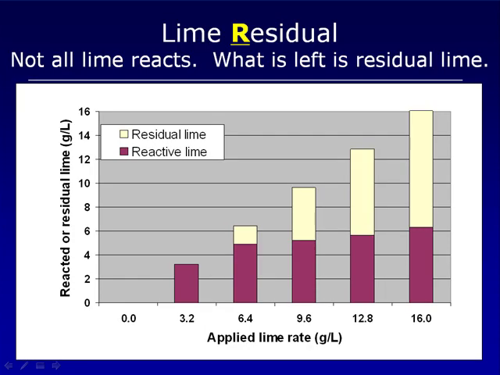What's actually happening is that as pH increases, the reaction rate of limestone will decrease. So in this graph, we see in purple the amount of limestone that is reacted, and the yellow shows the amount of unreacted or residual lime.